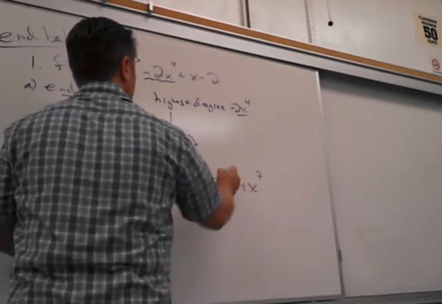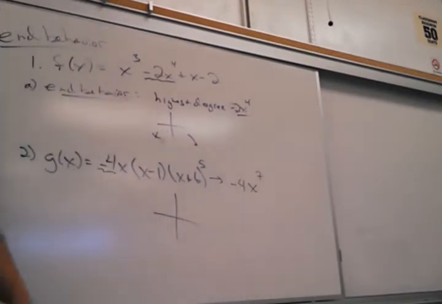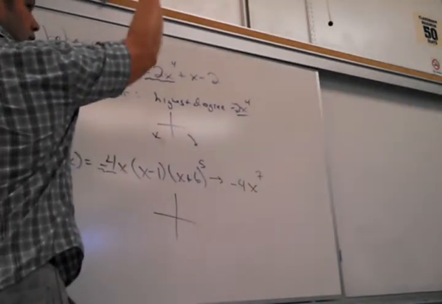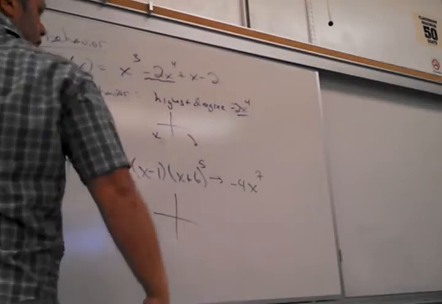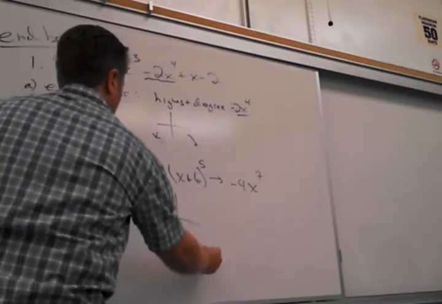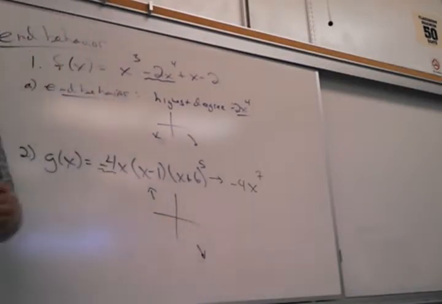And then what would it look like? Yeah, a normal cubish looks like that. So a negative cubish looks like that. Is that cool? You guys kind of with me?